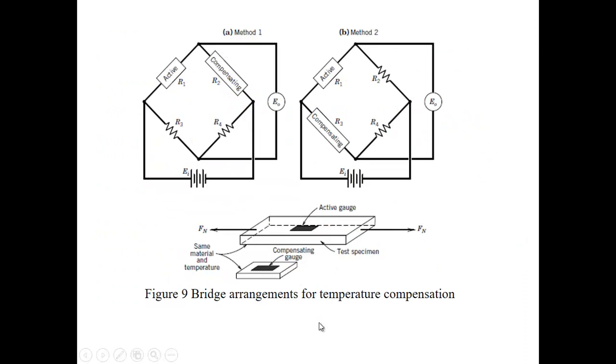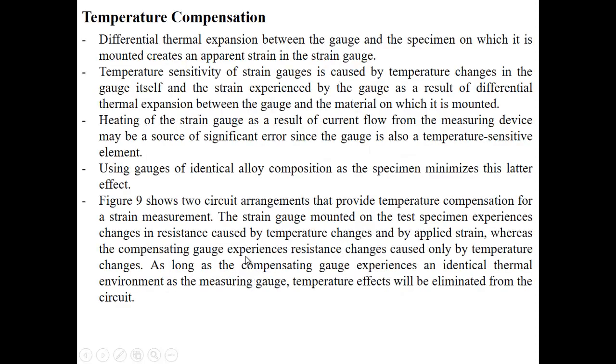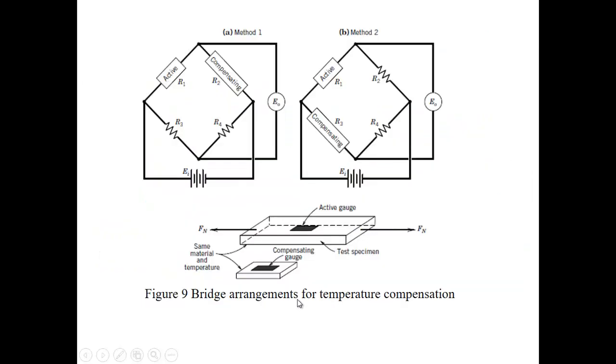So from here they have a different place for the compensating gauge. You can see they put one gauge at the top of the specimen, the beam, and the second one, the compensating gauge, at another position. So from here you need to make sure both have the same material and temperature. Therefore the temperature effect will be eliminated from the circuit.